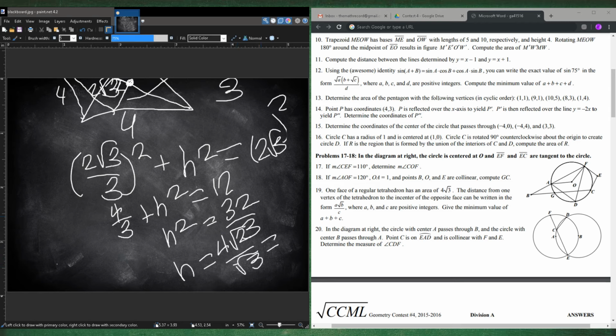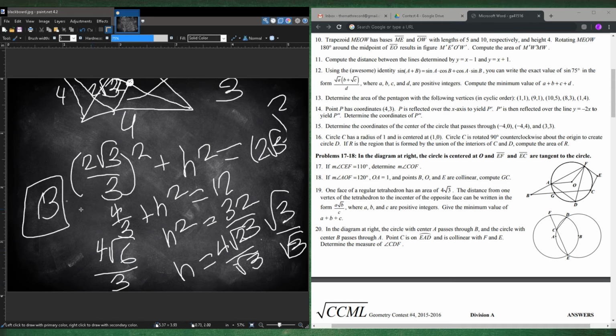Which is the same thing as multiplying by square root 3 from the top and the bottom. So you get 4 square root 6 all over 3. So that's our a square root b over c. So adding them together, 4 plus 6 plus 3, that's 13. So the answer is just 13.